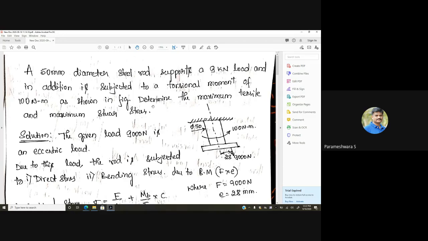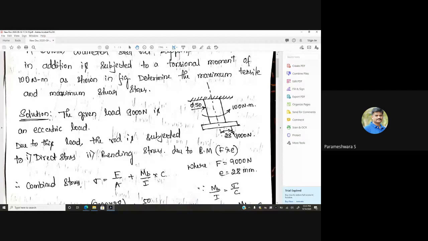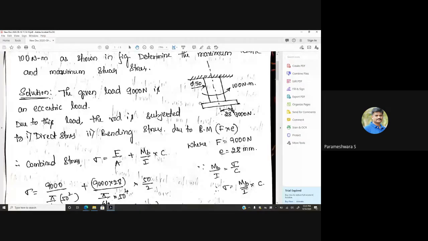In this case, you have to determine the maximum tensile stress and the shear stress. The problem is almost similar to the previous one with some modification. This body definitely experiences direct stress. Along with that, it experiences bending stress. Anyhow, a bending moment is not being applied over here, but this force, which is not on the axis, is offset by a distance of 28 mm. This force creates a bending moment on this steel rod.